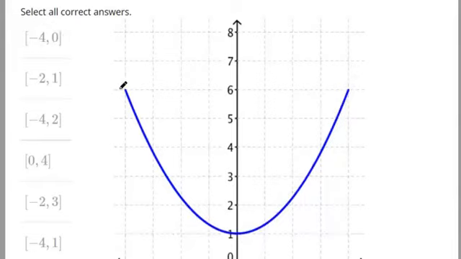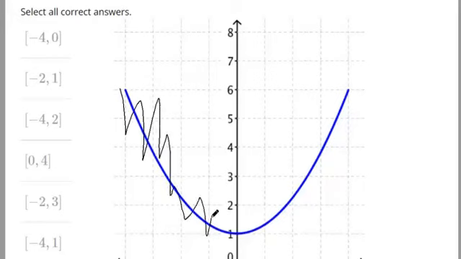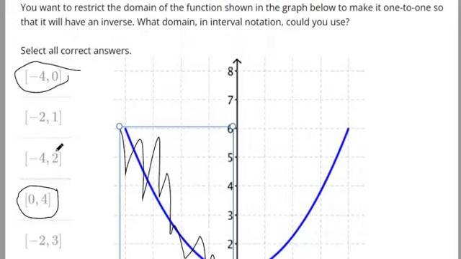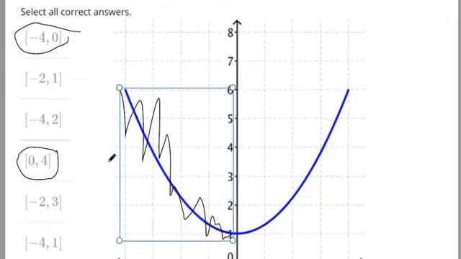Or we could do it this way. We could cut off this part and use 0 to 4. So -4 to 0 or 0 to 4. Those are the two intervals of x values in which the function is 1-to-1. We ignore the rest of the function. If you just consider -4 to 0, then this graph is a graph of a 1-to-1 function.